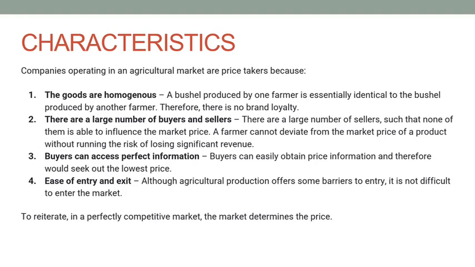Number 2, there are a large number of buyers and sellers. So there are a large number of sellers such that none of them is able to influence the market price. A farmer cannot deviate. Okay, the word deviate means to move away from. A farmer cannot deviate from the market price of a product without running the risk of losing significant revenue.